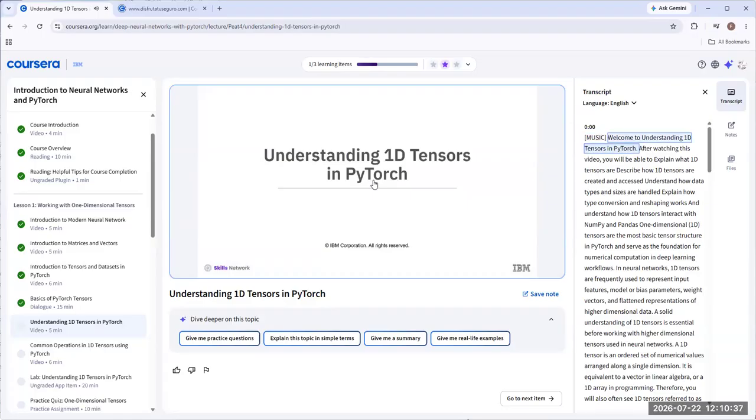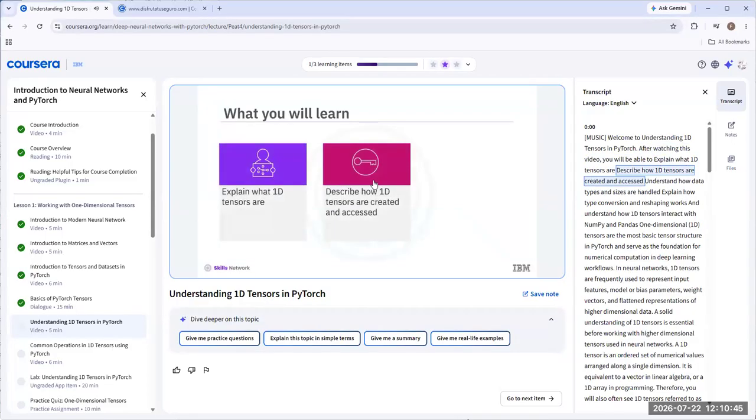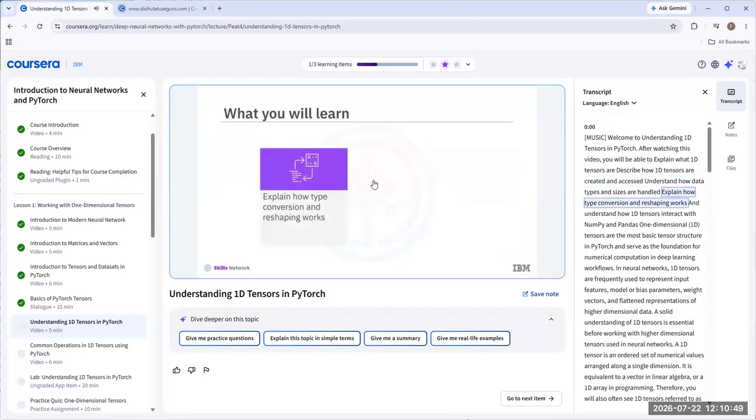Welcome to Understanding 1D Tensors in PyTorch. After watching this video, you will be able to explain what 1D tensors are, describe how 1D tensors are created and accessed, understand how data types and sizes are handled, explain how type conversion and reshaping work, and understand how 1D tensors interact with NumPy and pandas.